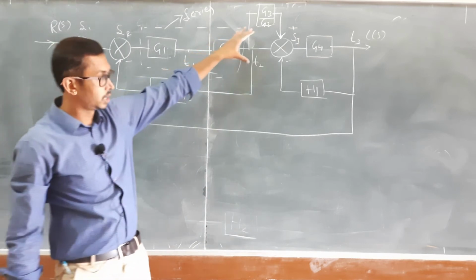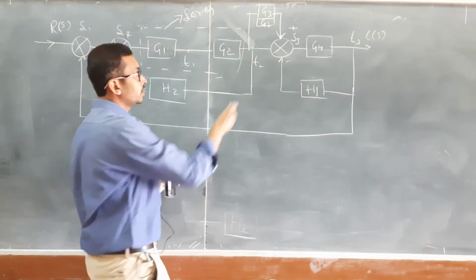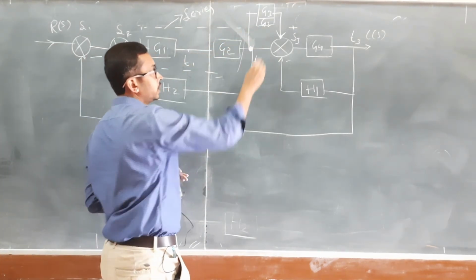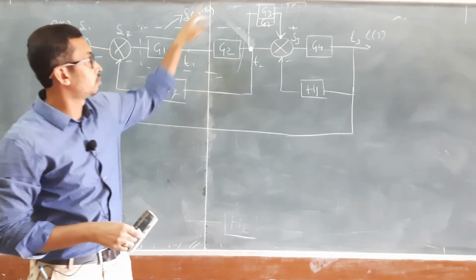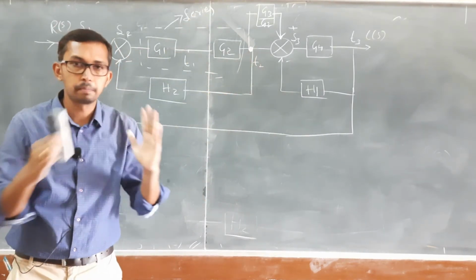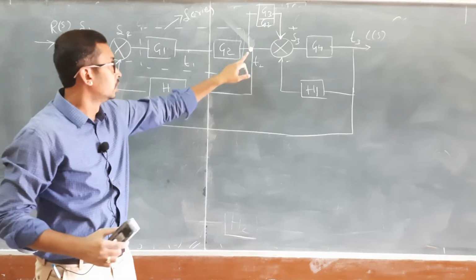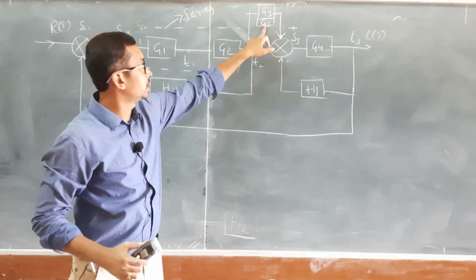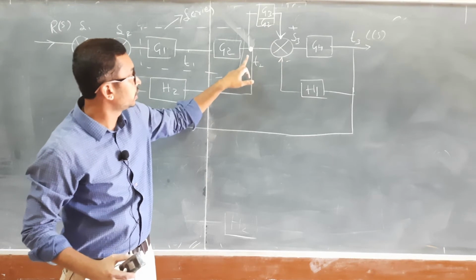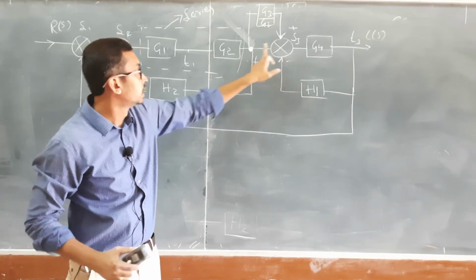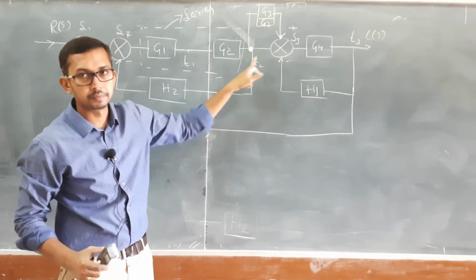So you have to pay attention over here. Here we have takeoff point 2, right? When I shift takeoff point 1 to takeoff point 2, it gets merged, so both become one now. So here G3 by G2. In between T2 and summing point 3, there are no blocks here, right?